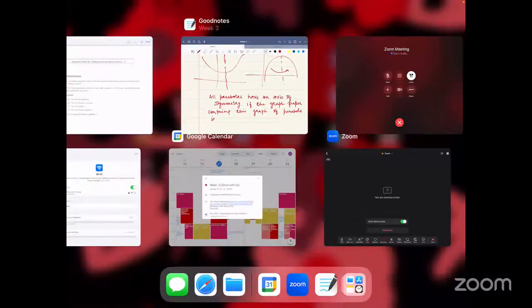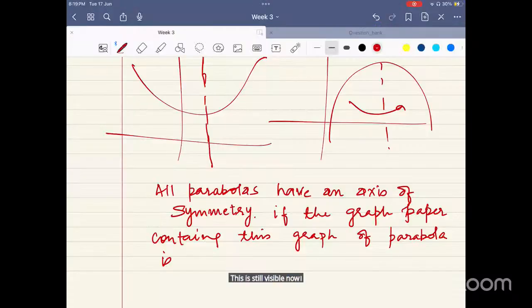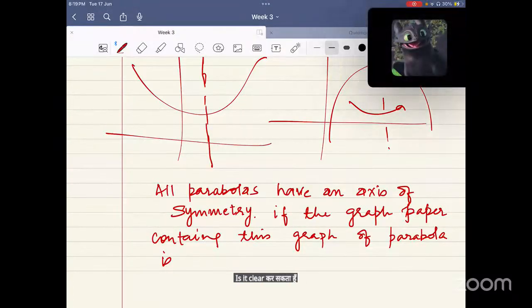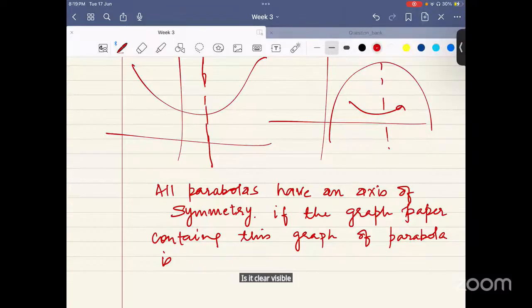Is the screen visible now? Is it clear? Visible to you guys? Yes, sir. Okay.